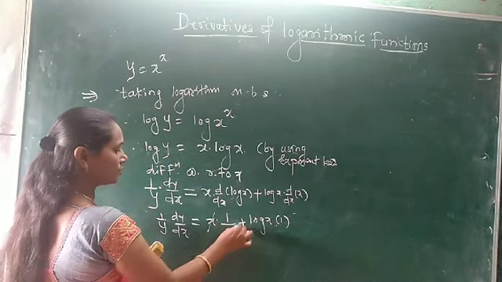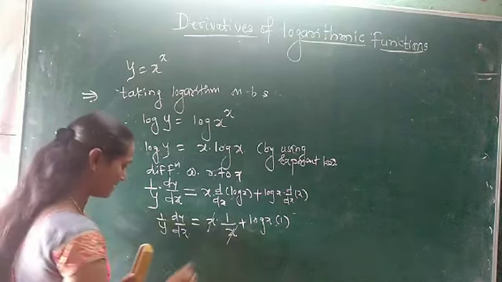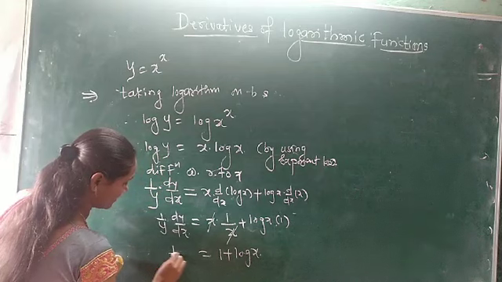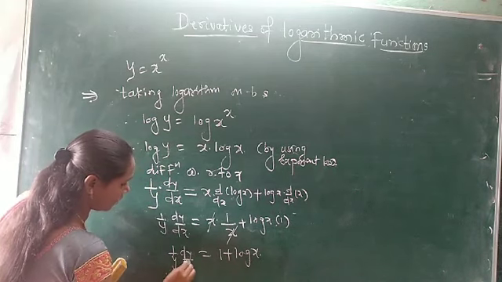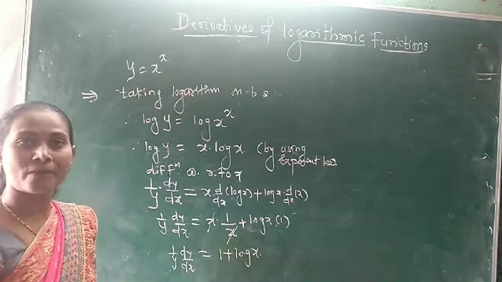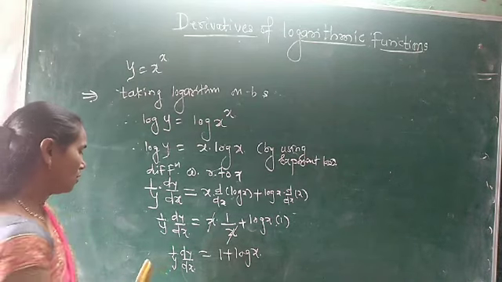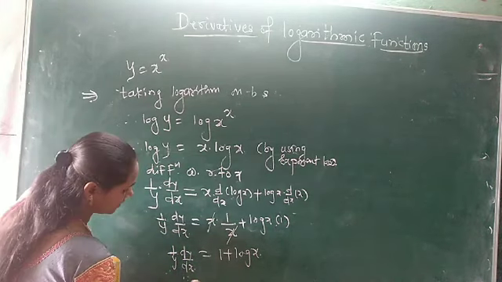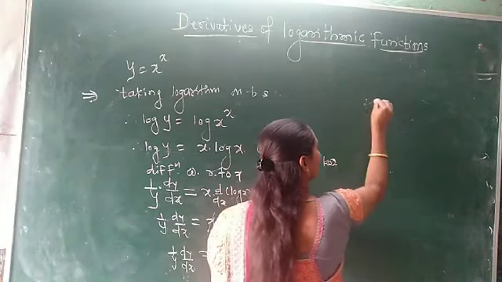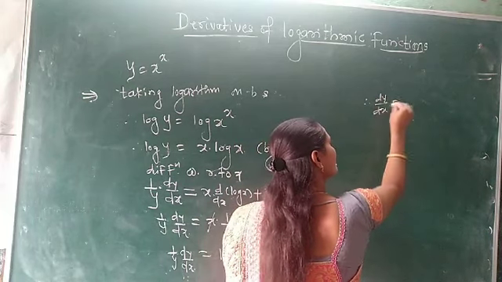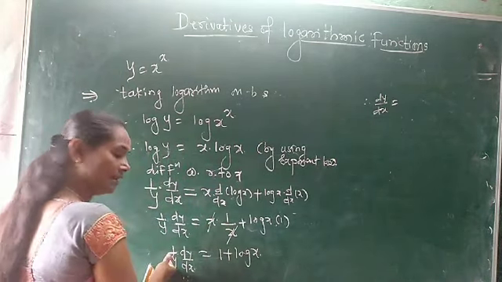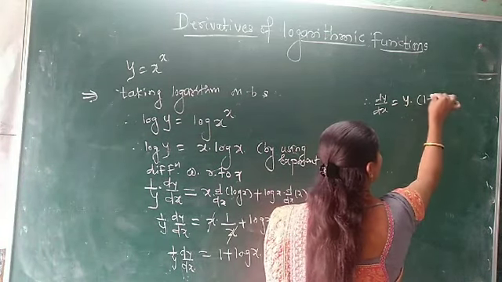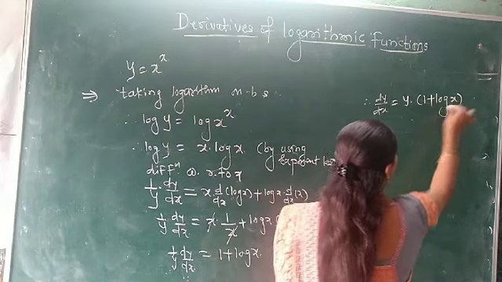Now x into 1 upon x, so this x gets cancelled, and it is equal to 1 plus log x, which is 1 upon y into dy upon dx. But we have to find only dy upon dx. So this 1 upon y is multiplying here. So dy upon dx is equal to, now this y is in the denominator, so on this side y is in the numerator, y into 1 plus log x.